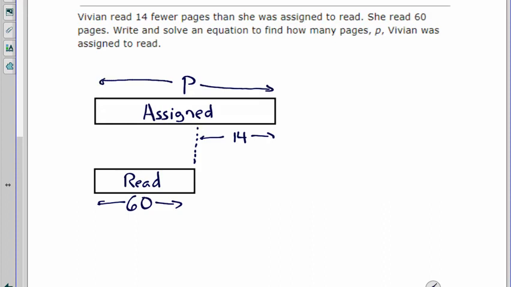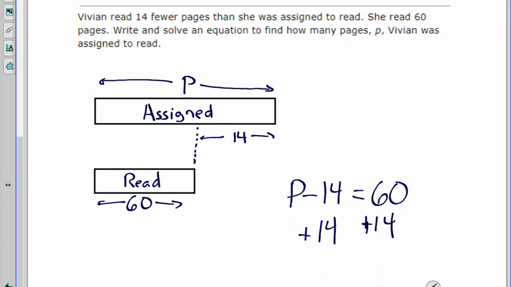And so p, how many she was supposed to read, take away 14, gives us what she actually read. So how do you get rid of subtraction? How do you undo subtraction? Well, you add. And so to get rid of my subtract 14, I need to add 14. I can do this if I do the same to the other side. So I get p equals 74. She was assigned 74 pages.